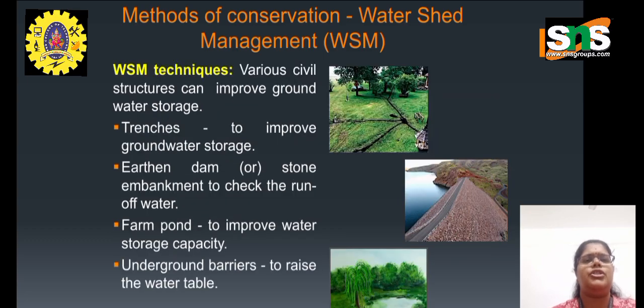So what are the watershed management techniques? There are various techniques involved. That is, various civil structures can improve the groundwater storage. Trenches to improve the groundwater storage, earthen dam or stone embankment to check the runoff of water, farm pond to improve the water storage capacity, underground barriers to raise the water table.